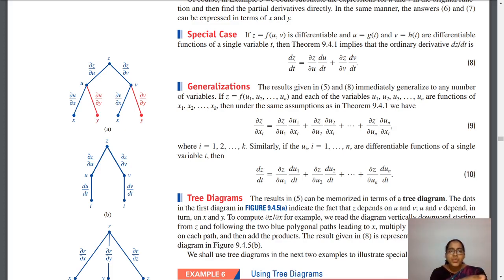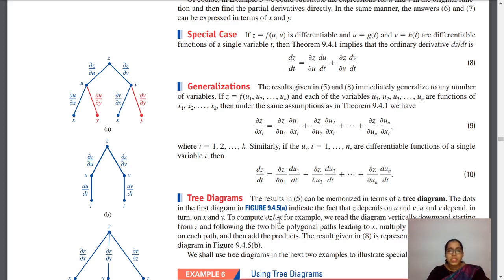So if we are asked to find dou z by dou x, what do we do? We move vertically downward along this line. Dou z by dou x. From z we have to reach x. So what is it? Dou z by dou u into dou u by dou x plus dou z by dou v into dou v by dou x.